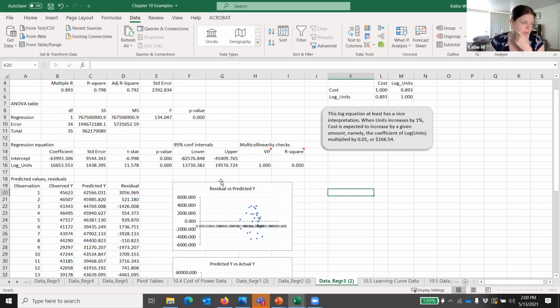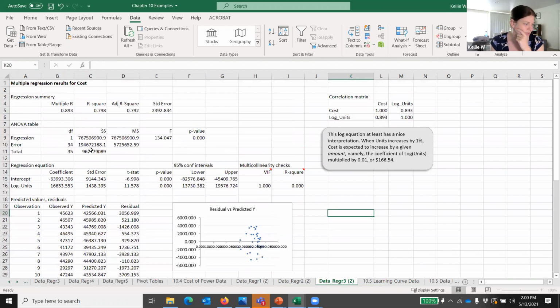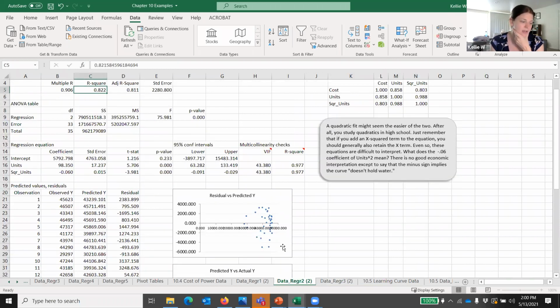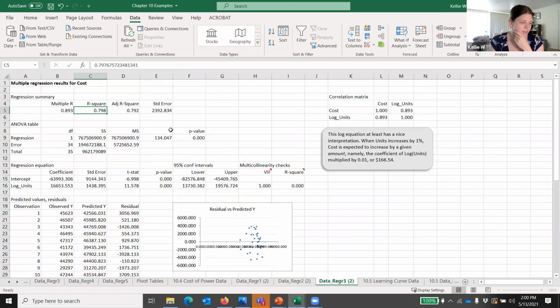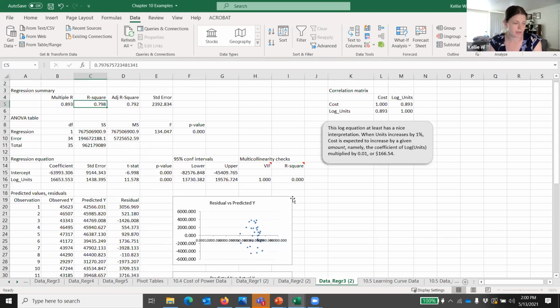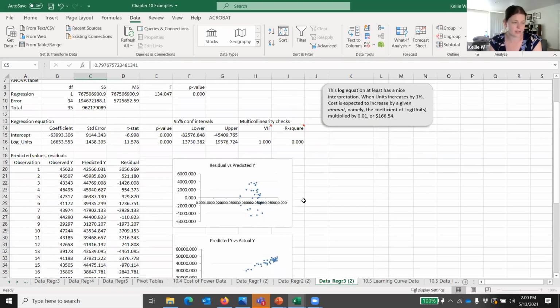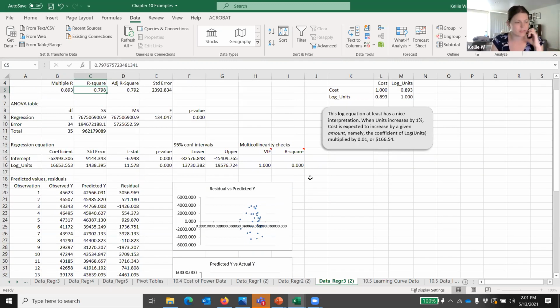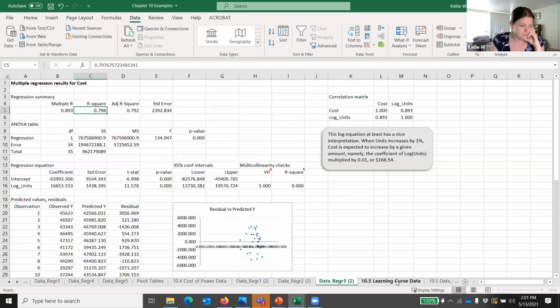So if I had to pick between the three, even though the R squared is higher here, from an interpretation standpoint, this regression makes the most sense and is probably a better predictor in a broader range of quantities.